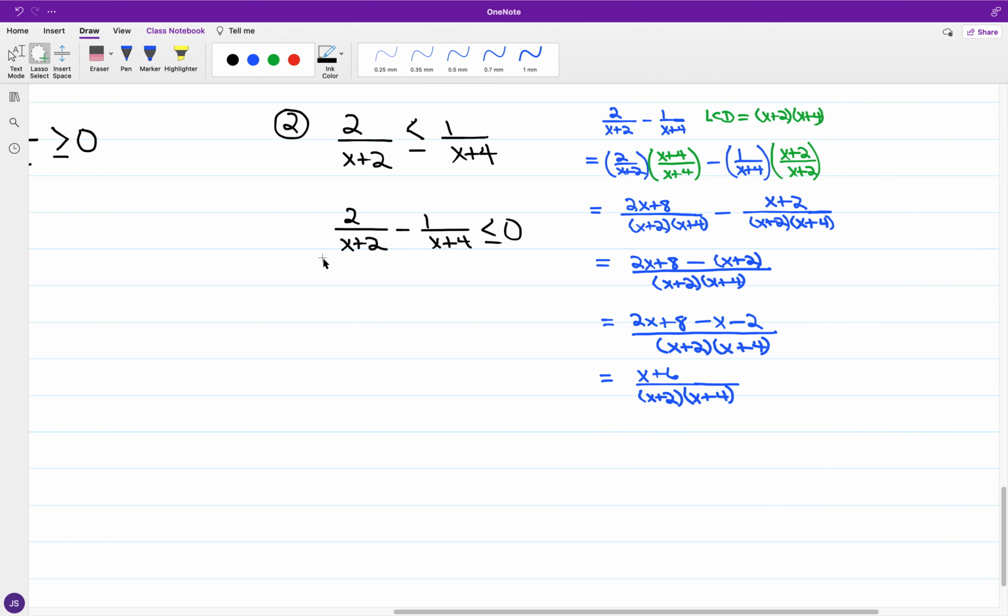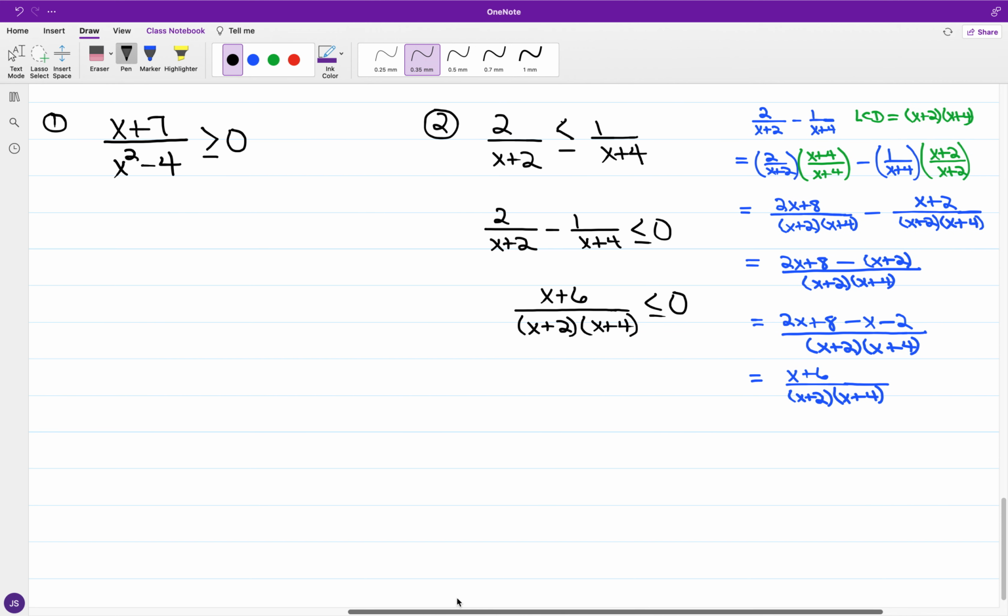Okay, so for what we have for this inequality statement, putting in the format of the standard layout for a single rational function compared to 0. So we got x plus 6 all over x plus 2 times the quantity of x plus 4 is less than or equal to 0. So I got the second part set up.